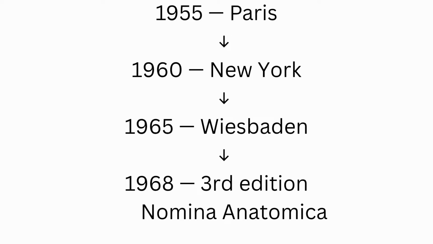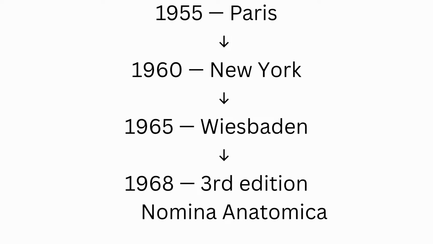It continued to be improved. In 1960, at the International Congress of Anatomists in New York, minor revisions and corrections were made. Then in 1965, another international congress was held in Germany, where further minor revisions and corrections were made. These were steps toward improving and correcting the terminology. Then, in 1968, the third edition of Nomina Anatomica was published. The editor was G.A.G. Mitchell. This edition was published by the Medica Foundation.